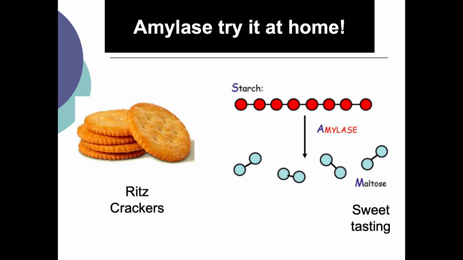Maltose is sweet tasting. So if you do this experiment, and it is disgusting, I warn you. You take a Ritz cracker and you put it in your mouth and you chew it and then you don't swallow. Yeah, I know. I've had a class do this and I don't do it anymore. But you put it in your mouth and you chew it and you leave it there. That enzyme will break down the starch into maltose and that Ritz cracker will start tasting sweet.